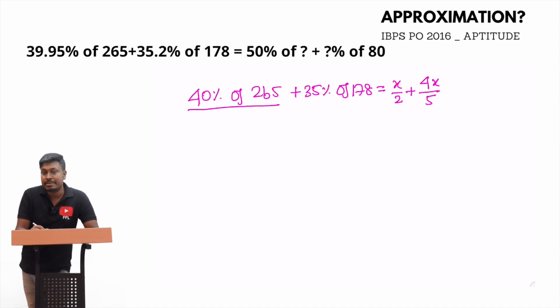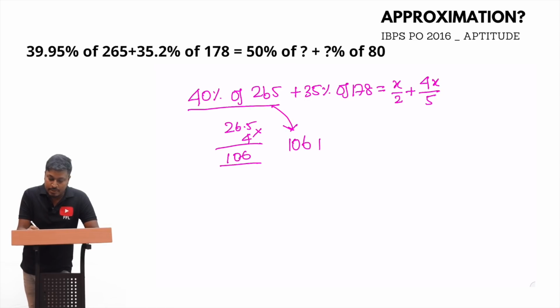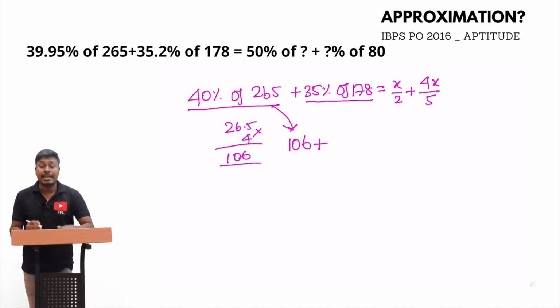So now what is 40% of 265? Just see here, what is 10%? 10% of 265 will be 26.5. So 40%, 26.5 into 4, which is 106. So we can say that the first part will be 106. Got it or not?